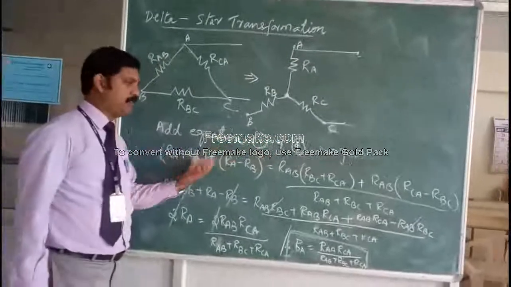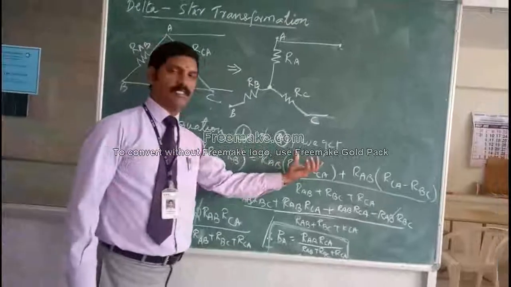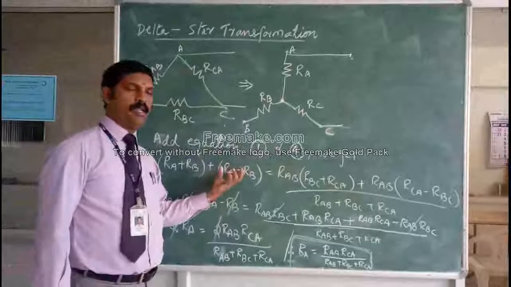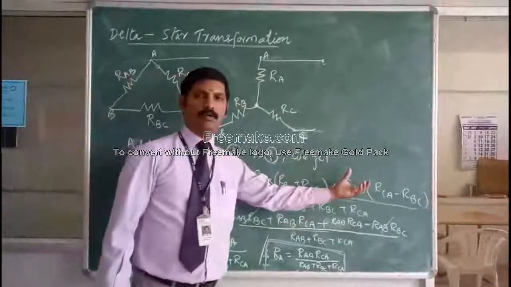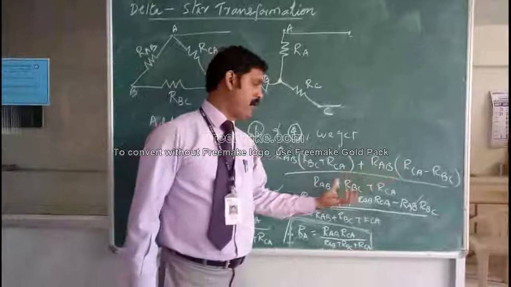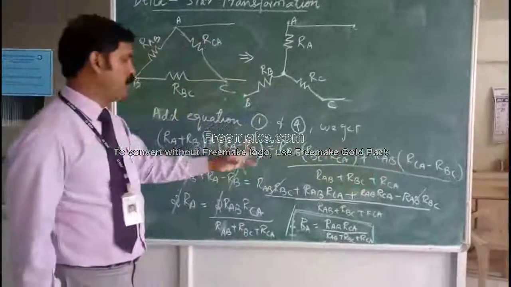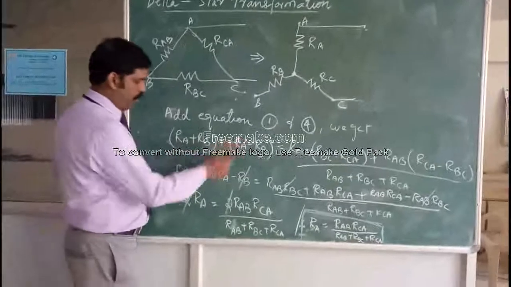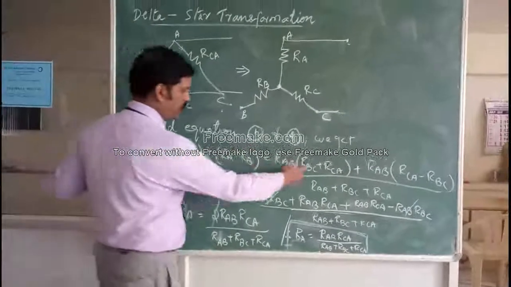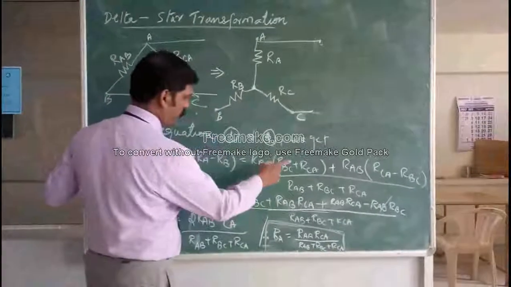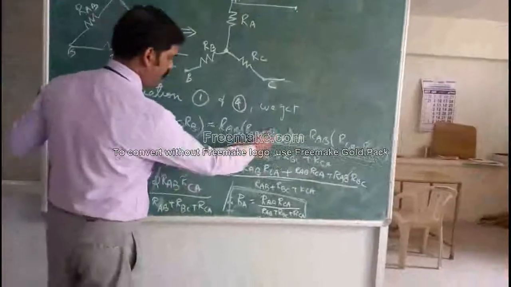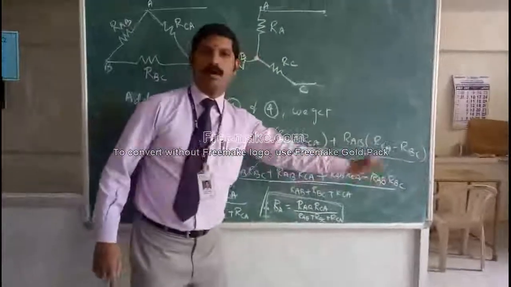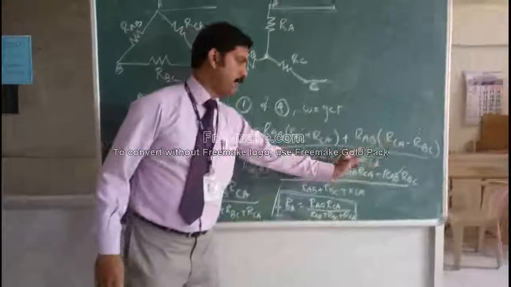What is equation number 1? We know that RA plus RB is equal to RAB into RBC plus RCA divided by RAB plus RBC plus RCA. And equation number 4 is this one: RA minus RB is equal to RAB into RCA minus RBC divided by RAB plus RBC plus RCA. Once we add these two equations, we can simplify. From this you get RA plus RB plus RA minus RB. On the right side, we just multiply these things: RAB RBC plus RAB RCA plus RAB RCA minus RAB RBC divided by RAB plus RBC plus RCA.